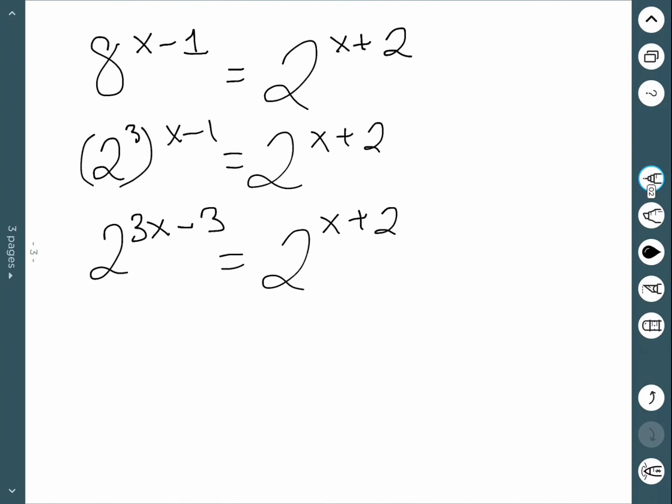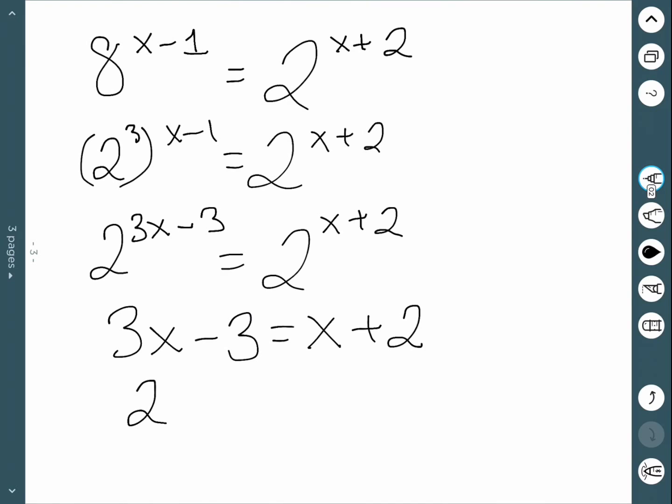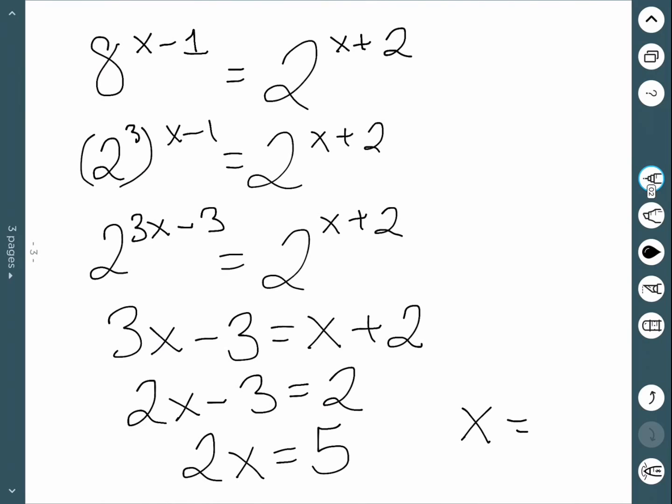And now that I've done that, my bases are the same, so I can set the exponents equal. 3x minus 3 equal to x plus 2. I can subtract x from both sides. That gives me 2x minus 3 equal to 2. I can add 3 to both sides. That gives me 2x equal to 5. And then dividing both sides by 2 gives me my answer of 5 over 2. So if our bases are not the same, we just need to do this extra step to force them to be the same. Let's do another one.